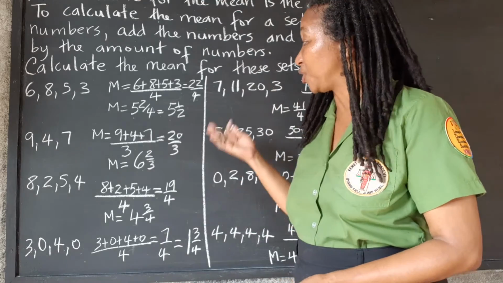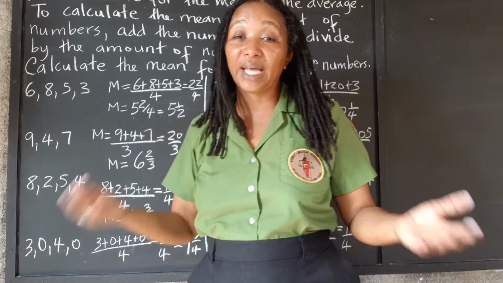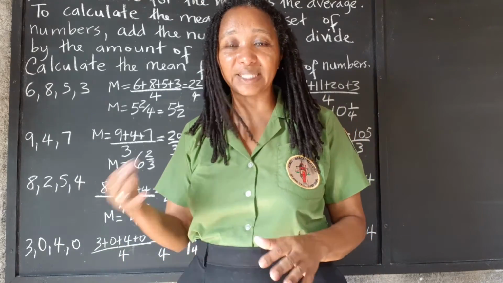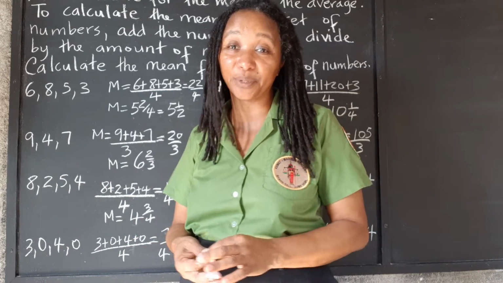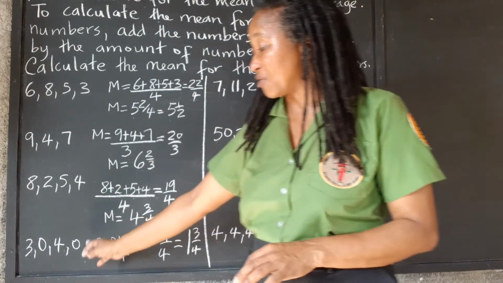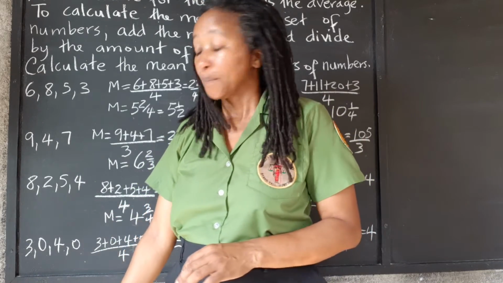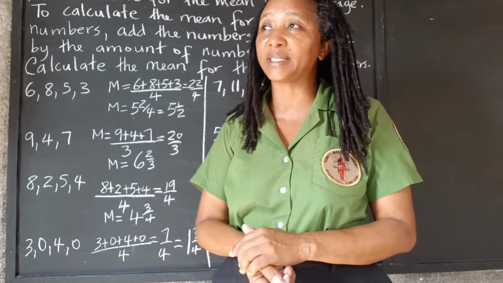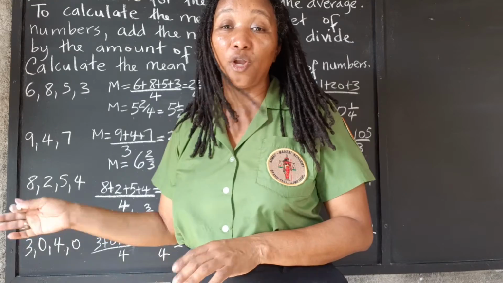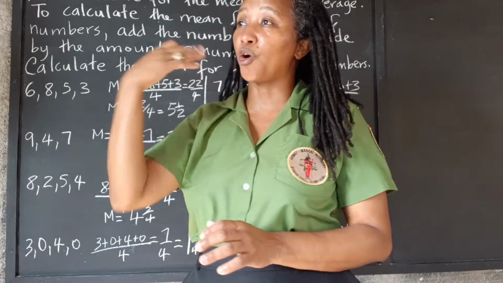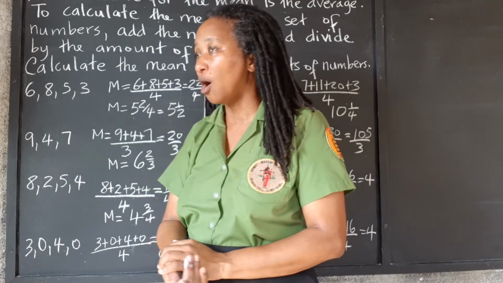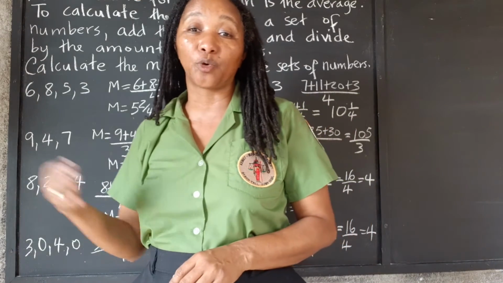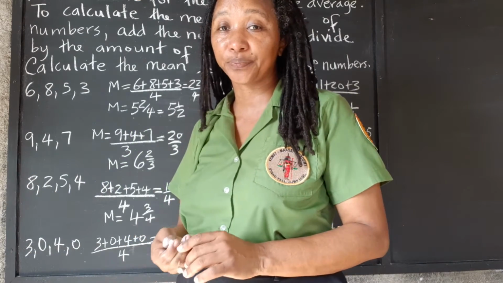And remember, sometimes your mean can be a fraction. So if you get a fraction, don't be scared. Or if you work it in decimal form and you get a decimal, don't be scared. It's perfectly acceptable. And remember, zeros are counted as numbers, because each of these is representing a quantity. So let's say, for example, this is representing the number of goals that were scored at a match, right?